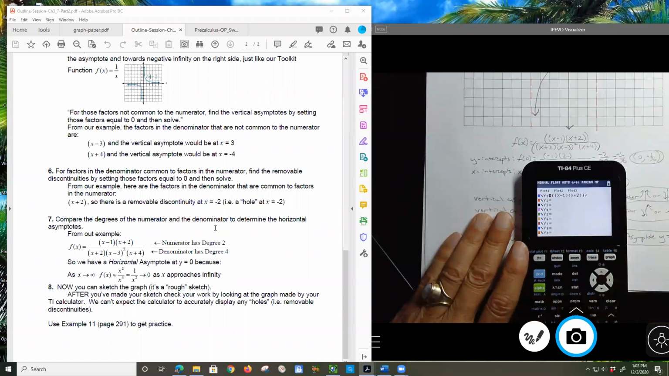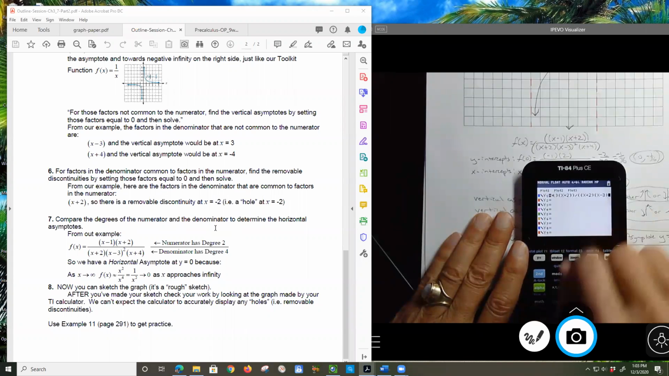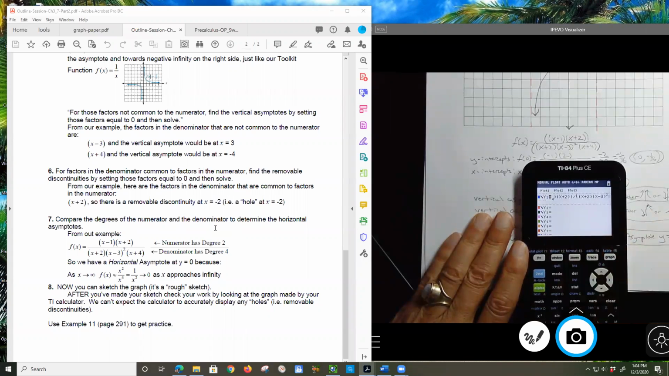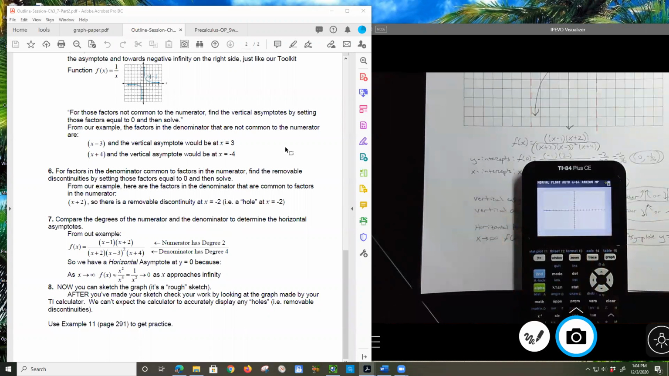Then I hit the divide key. Then two left parentheses. Then I'll have my X plus 2. Then my X subtract 3, and that's going to be squared. And then we'll have our X plus 4. And don't forget two closing parentheses. And let's just do Zoom and 6 for ZoomStat.